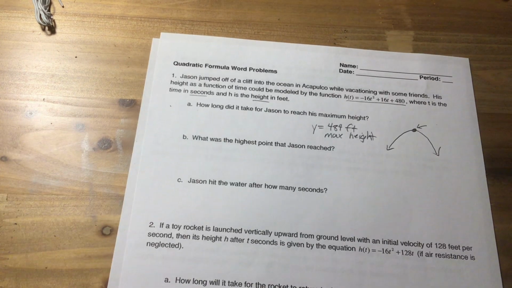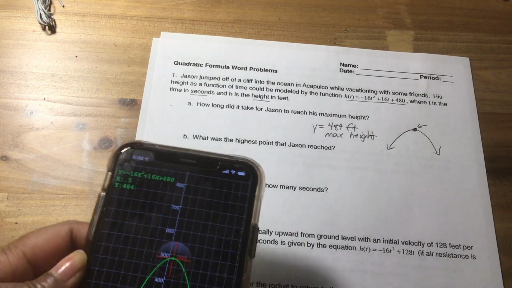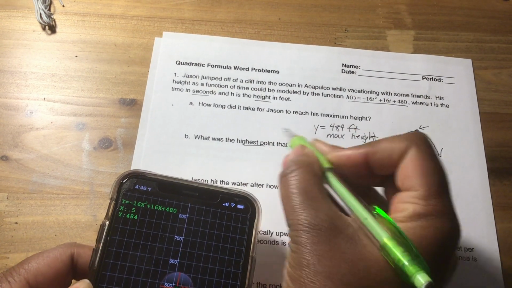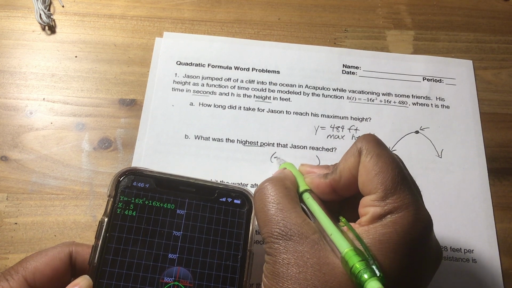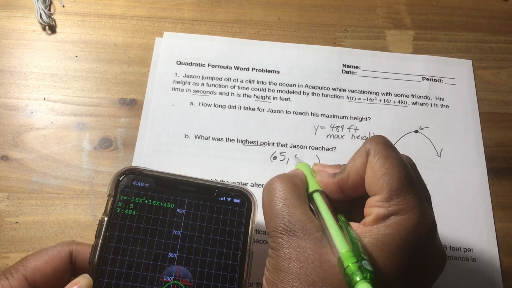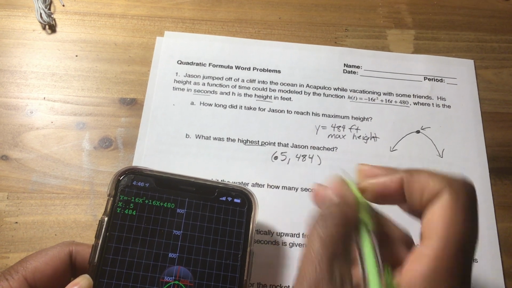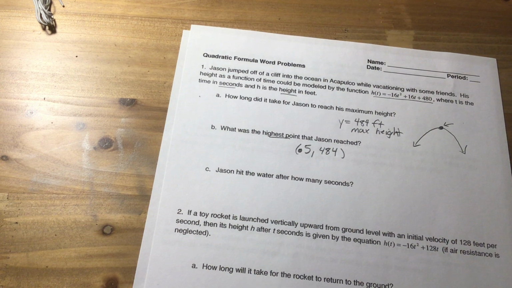It says, what is the highest point that it can reach? Again, it's the ordered pair that they're asking for. The highest point is going to be, not negative, 0.5, comma, 484.